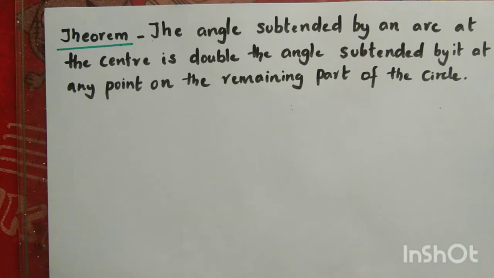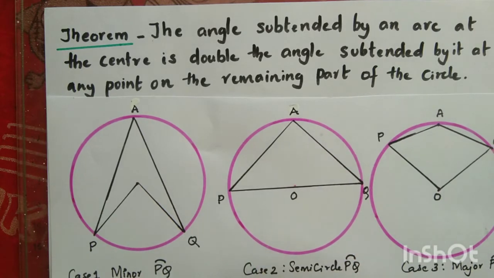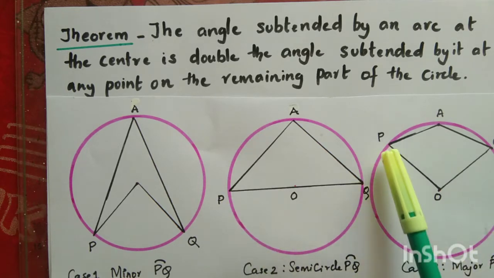So now for this case we have 3 different sets of circles. We have 3 cases. In the first case, we are going to consider the minor arc PQ, which is on the minor arc. And in the second case, it is on the semicircle. And in the third case, it is on the major arc.